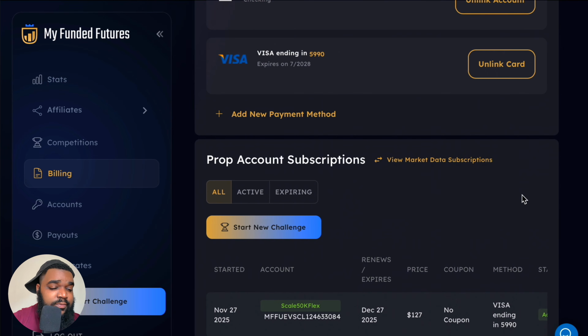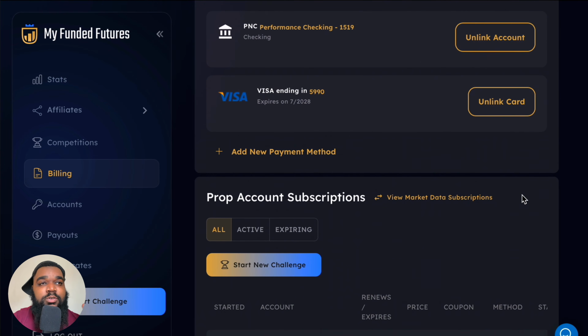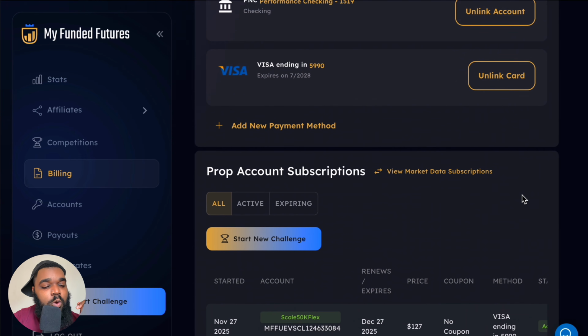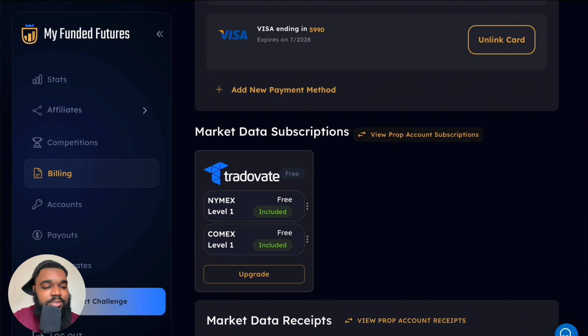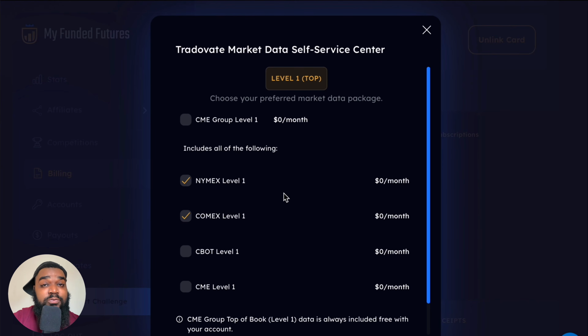All right, let's go back to my funded futures really quick, because people do have an issue trading gold on it, and there's a quick fix for it. So when you go here, you go to billing, view market data subscriptions. You'll upgrade it. It's free.